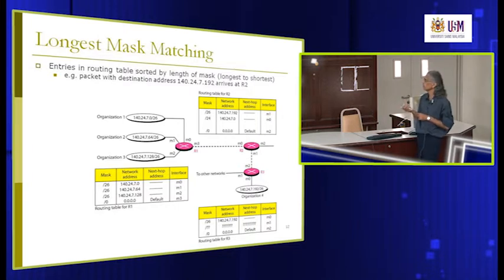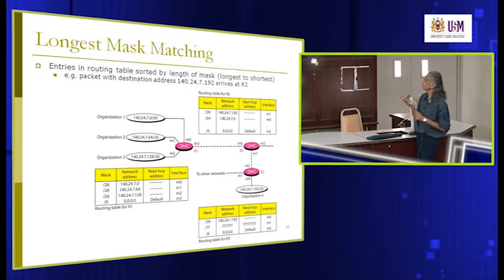If you look at this table, you can follow this table. All entries in the routing table are sorted by length of mask, longest to shortest. So 26, 26, 25, it's all the same, okay, it doesn't matter. If all the same, then it doesn't matter. 26 to 0, 26, 24, that's how you put it. So you can try to follow this.